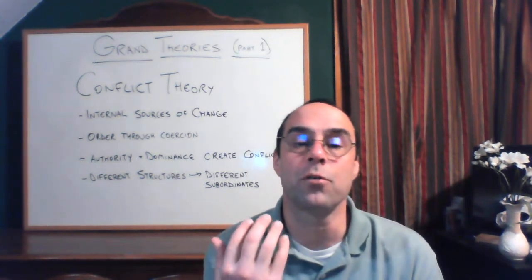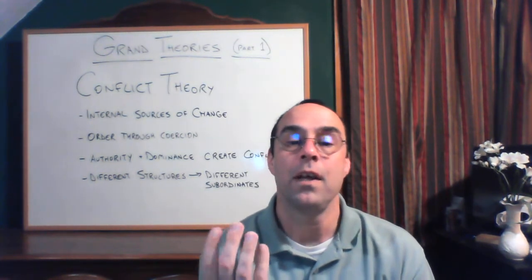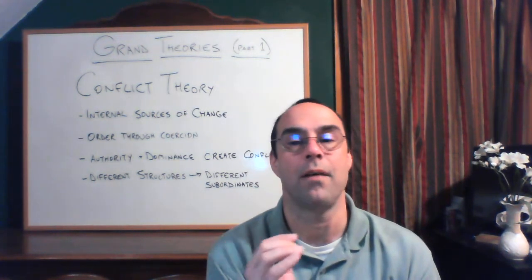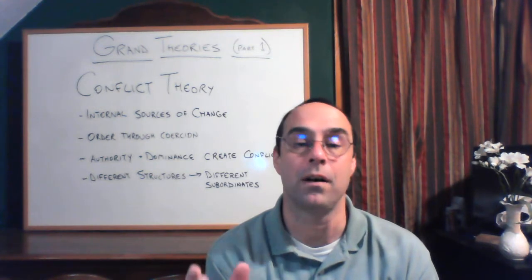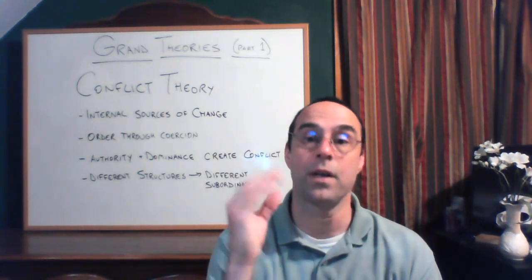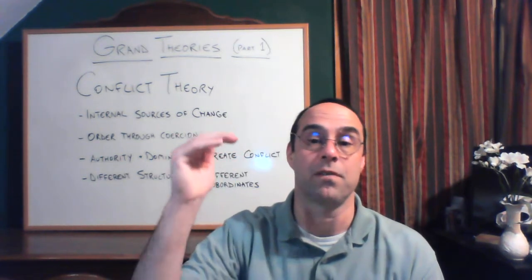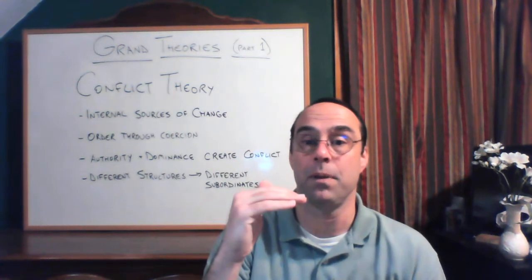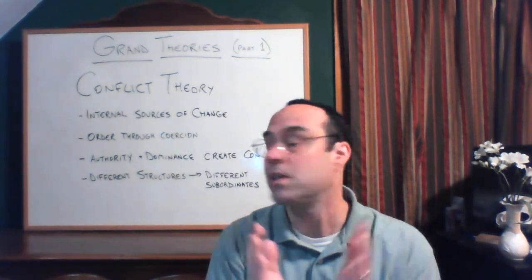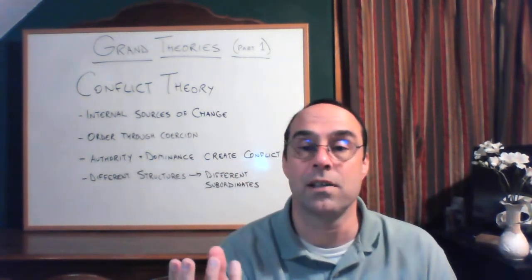The order, as I said, comes through coercion, and in particular, Ralph Dahrendorf is sort of our main person here. He says that the whole reason that you have any social conflict is that there are imbalances in authority. Some people are in positions of authority over other people, which means some people have the experience of dominating people below them, and some people have the experience of being dominated by the people above them. And he says this imbalance in authority, this authority and dominance, is what creates conflict.